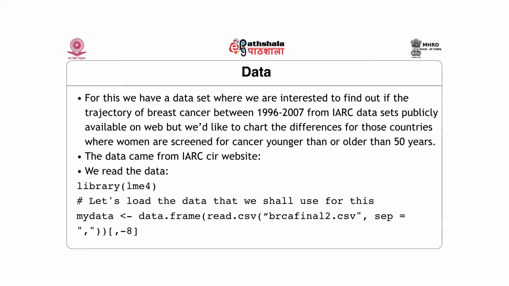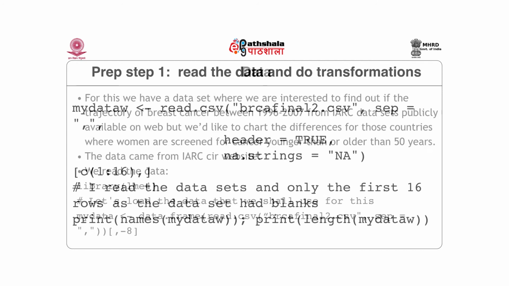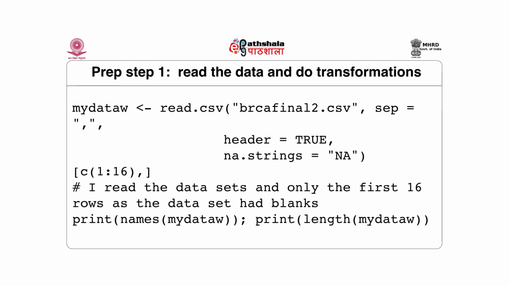So now that we have this particular data set, the first step is to read the data and do some transformations before we launch into graphics. So this is what I refer to as preparatory step 1. We read the data and do some transformations. In doing the transformations, we have my data W, and then we have taken in the brca final2.csv, using a separator comma.